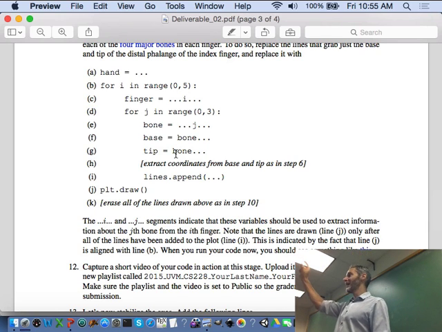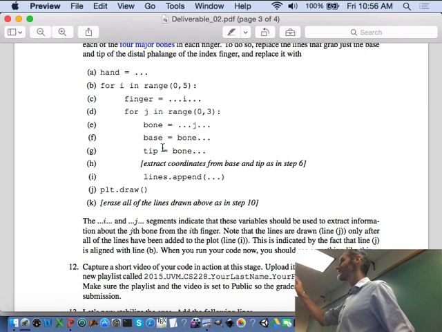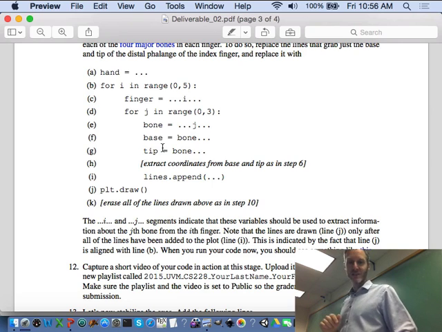And then remember that every bone is a cylinder situated in 3-dimensional space, so it has a 3D coordinate describing the base of the bone and another 3D coordinate describing the tip of the bone. So you're going to be grabbing those 2 sets of 3D coordinates, the position of the base of the bone, the position of the tip of the bone, and now you're going to be drawing a line that connects those 2 points in 3-dimensional space, right, which will give you the wireframe hand.